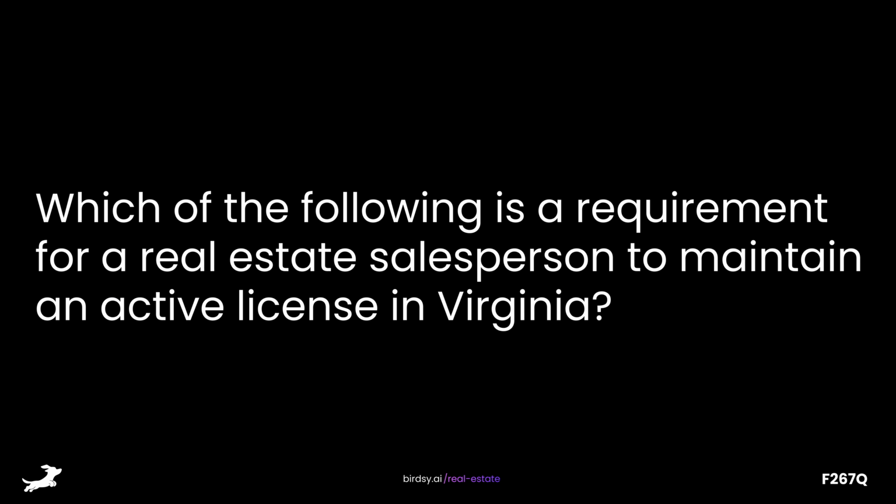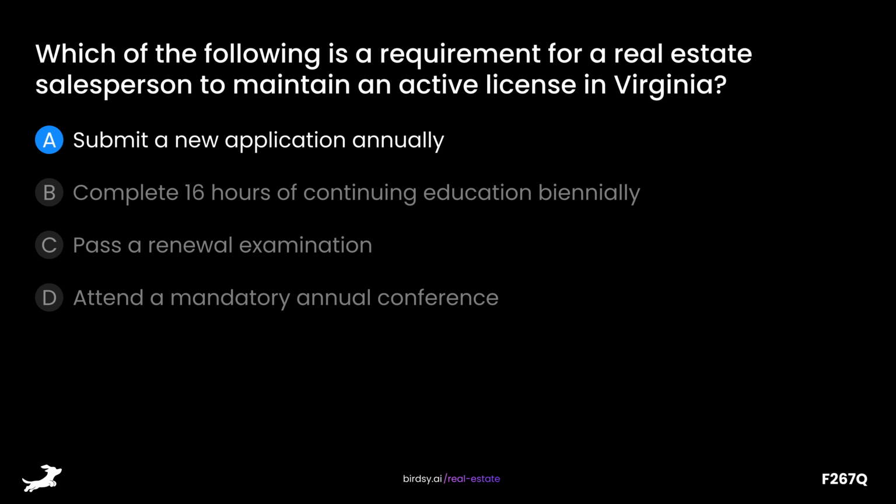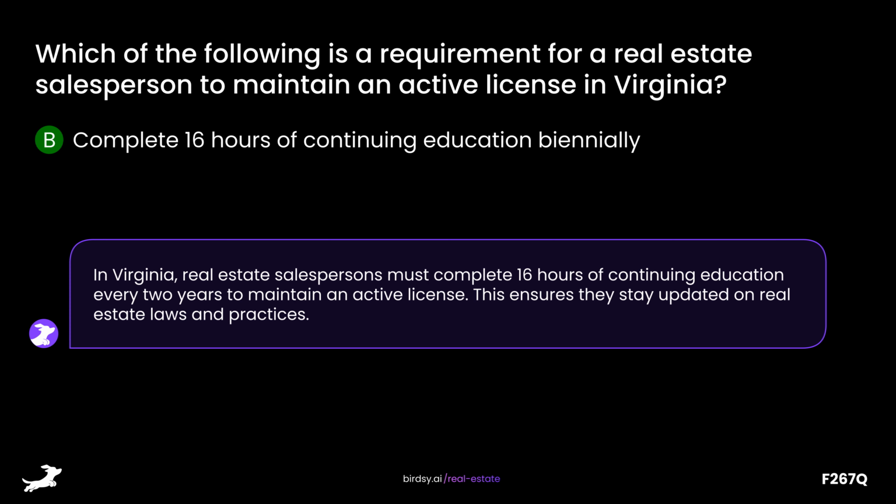Which of the following is a requirement for a real estate salesperson to maintain an active license in Virginia? Is it A, submit a new application annually, B, complete 16 hours of continuing education biennially, C, pass a renewal examination, or D, attend a mandatory annual conference? The answer is B, complete 16 hours of continuing education biennially. In Virginia, real estate salespersons must complete 16 hours of continuing education every 2 years to maintain an active license. This ensures they stay updated on real estate laws and practices.